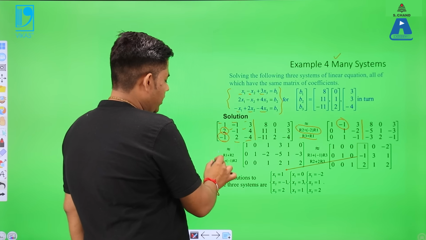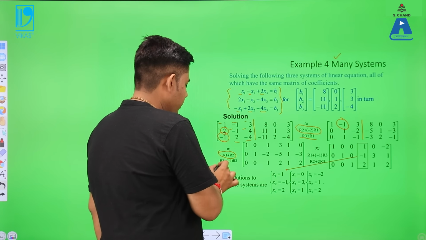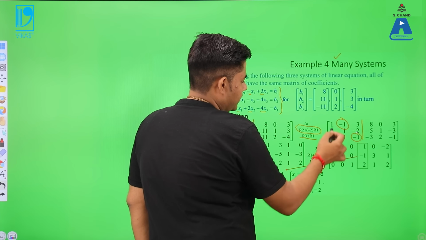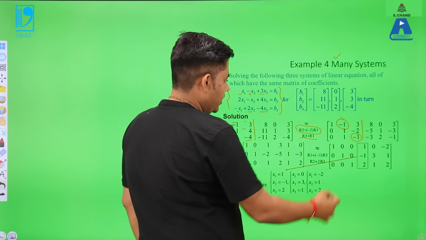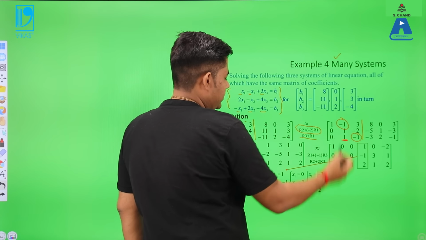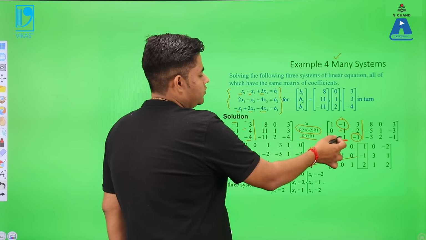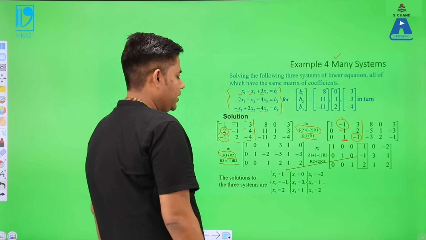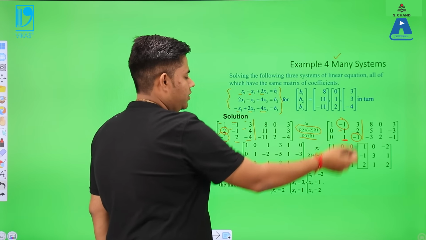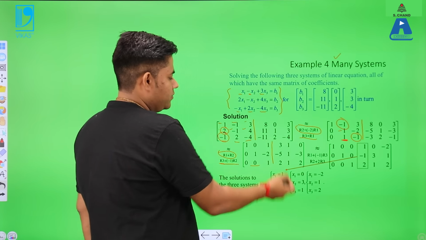So R1 changes to R1 plus R2 is my row operation that I'll be applying. And the next row operation is R3 changes to R3 minus R2. That means when I add this to the second row, I'll get a 0. So R3 changes to R3 minus R2, and I'll get a 0 there again in the third row. And consecutively, all the other elements will be changed. So I'll get these updated elements as my matrix.